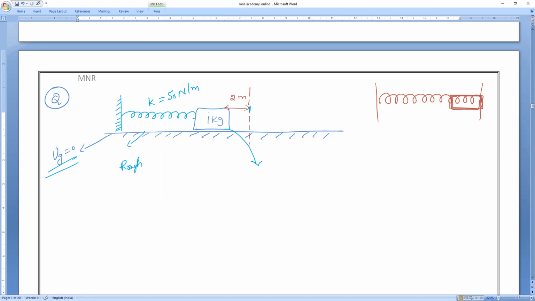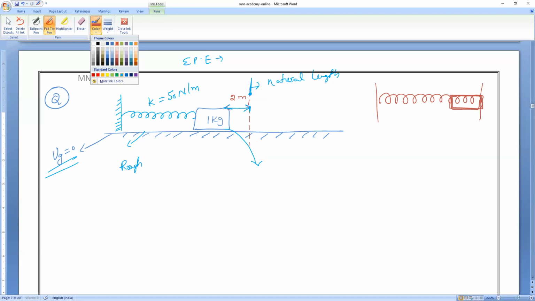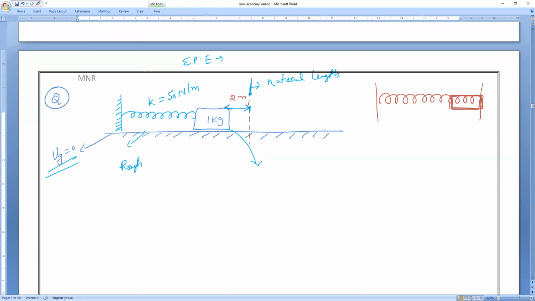See, the body is compressed. Compressed means it is possessing which energy? Elastic potential energy. So it is already compressed 2 meters. Actual length is up to here. Write it here. What is the natural length of the spring? Natural length of the spring is up to this point. But due to attaching the 1 kg mass, the spring is compressed how many meters? 2 meters. So is this spring possessing initial potential energy or not? Yes or no? Yes, sir.